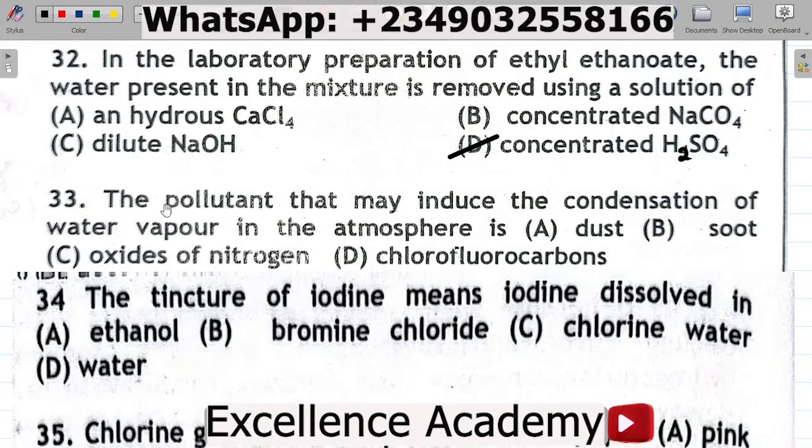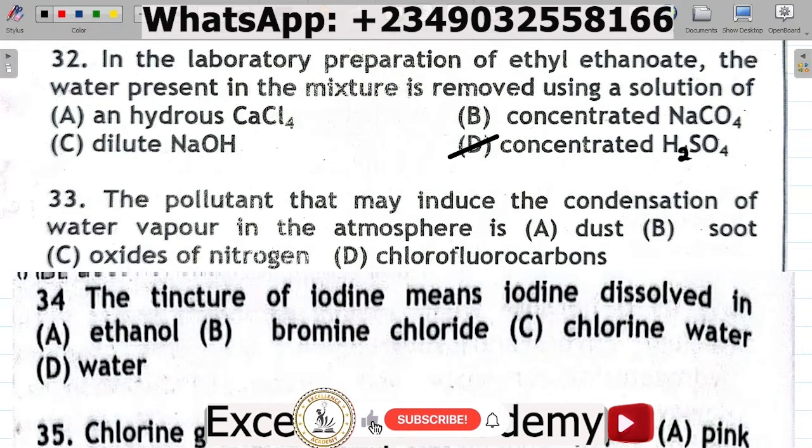Question number 33. The pollutants that may induce the condensation of water vapor in the atmosphere is A. Dust, B. Soot, C. Oxides of nitrogen, D. Chlorofluorocarbons. So what's the answer to this question? Now note that the answer here is soot, all right? Soot is a mass of impure carbon particles resulting from the incomplete combustion of hydrocarbons. It is a pollutant that induces the condensation of water vapor in the atmosphere. So the correct option here is B, soot.